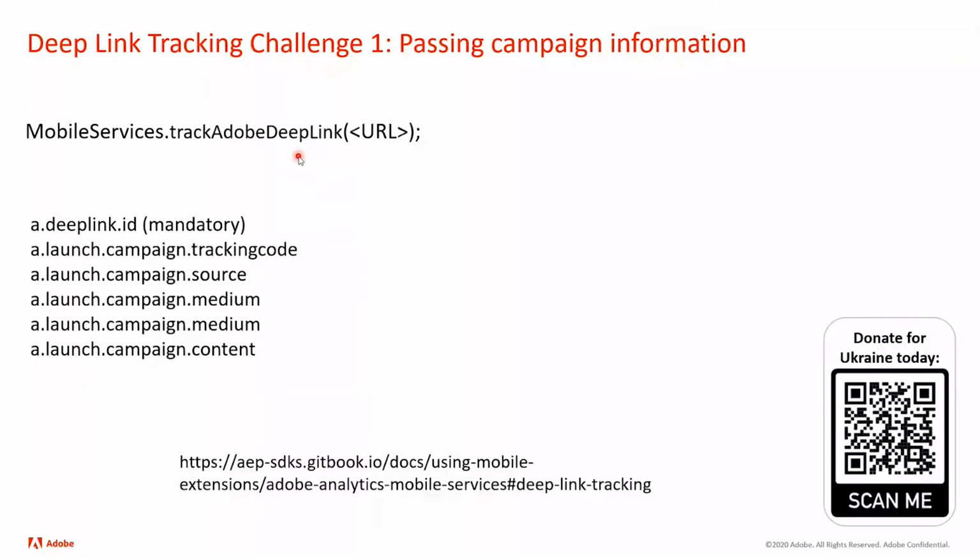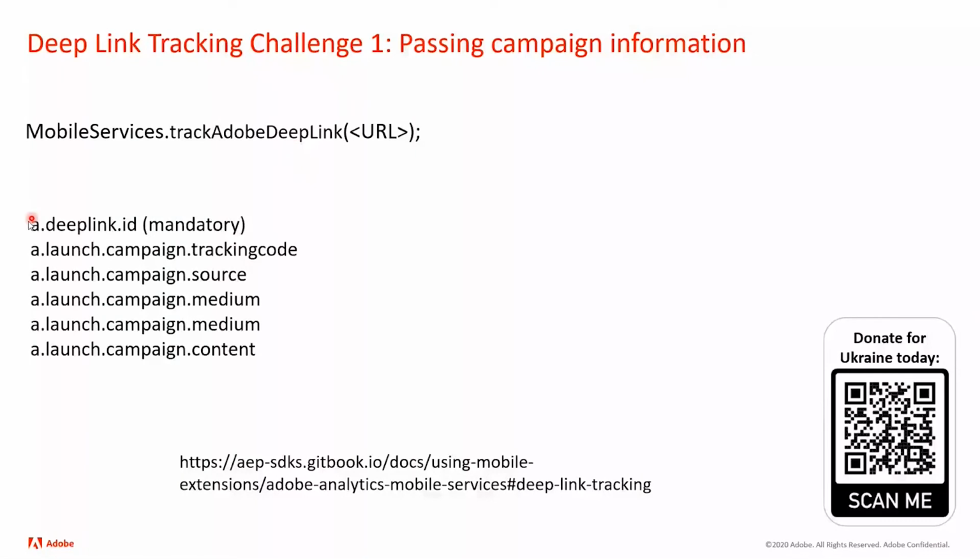So within your app, what you're going to do anyways is your developers are going to in some form handle that URL that has been passed to your app. What you can then do is take that same URL and hand it along to one Adobe provided function in the mobile services package called trackAdobeDeepLink. And this is named adequately because it's not just any deep link, but this requires you to use a defined set of parameters in the URL.